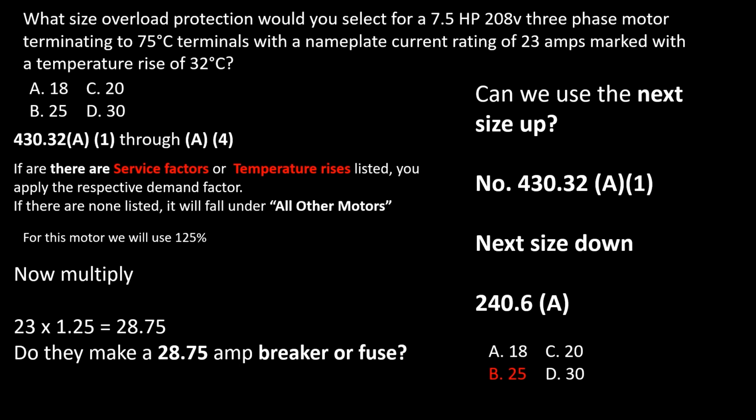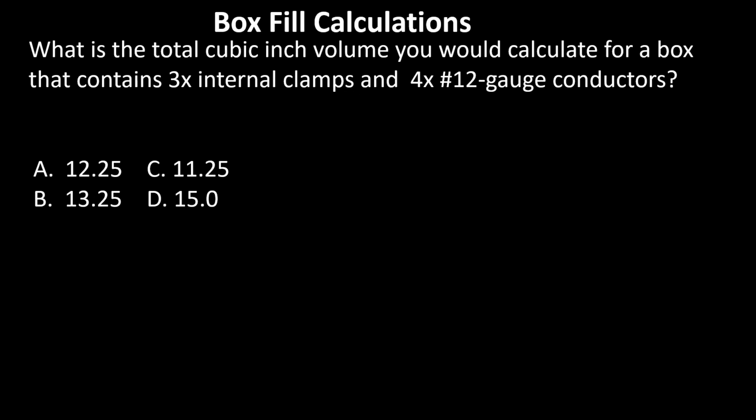Great work. What is the total cubic inch volume you would calculate for a box that contains 3 internal clamps and 4 12-gauge conductors? Now we're going to work right back through our rules, and if you ever forget any of these numbers, you can head to 314.16 using your box sizing tab, and you can read through there. And you've got plenty of time in the testing center. It's just a couple black bold headings that you have to read that will give you the count that you need. All right, so let's go ahead and work through this one.